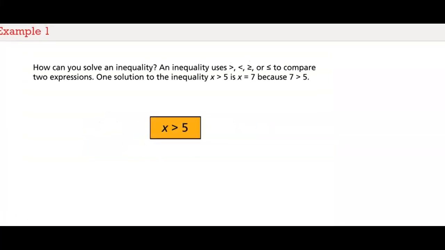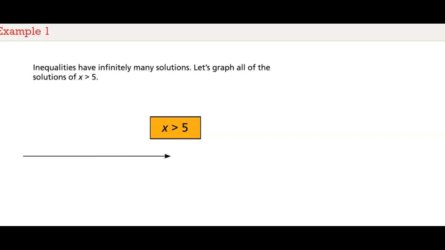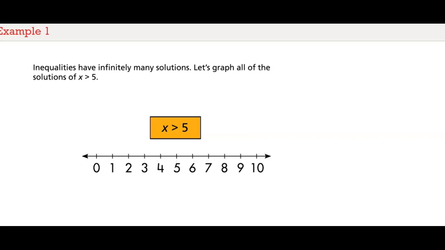Can you solve an inequality? An inequality uses greater than, less than, greater than or equal to, or less than or equal to to compare two expressions. One solution to the inequality x is greater than 5 is x equals 7, because 7 is greater than 5. Inequalities have infinitely many solutions. Let's graph all of the solutions of x is greater than 5.